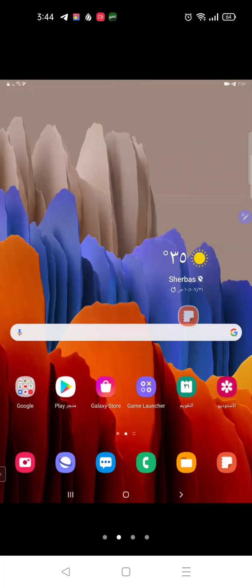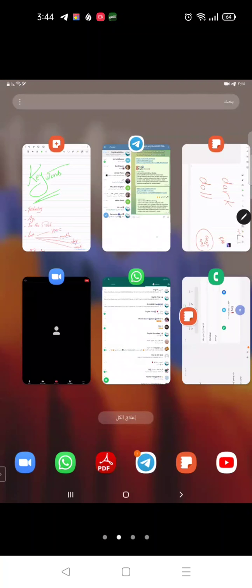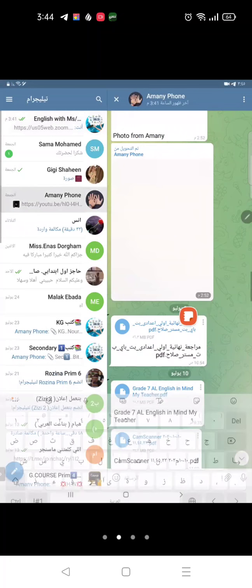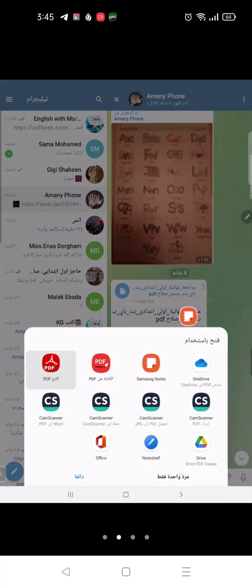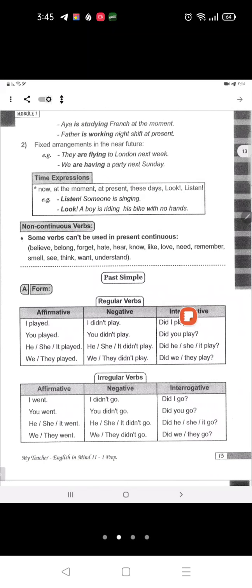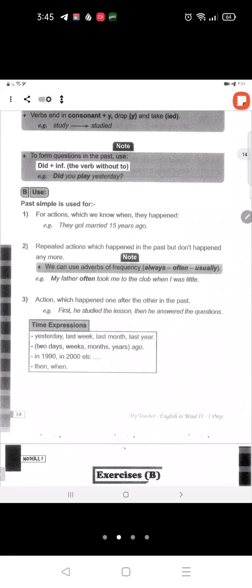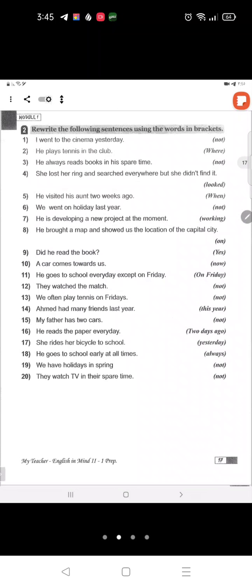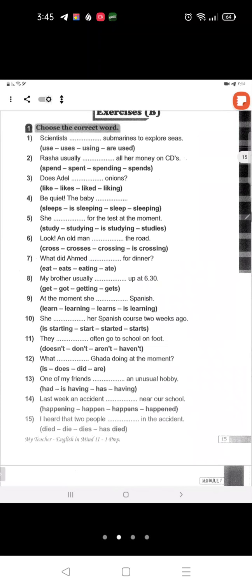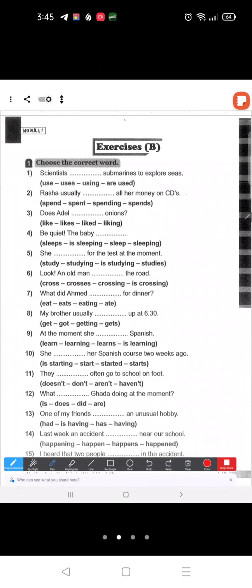So let's have a lot of examples. Let's have a lot of exercises practicing the past simple. So let's start by choose the correct answer. So I want you to answer number 10, 7. Okay, so let's start by number seven.